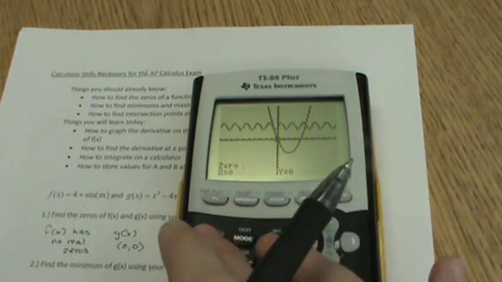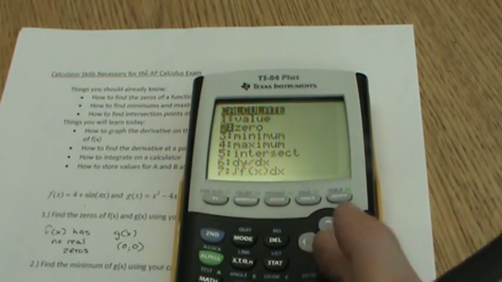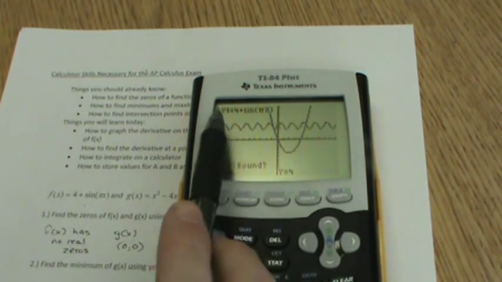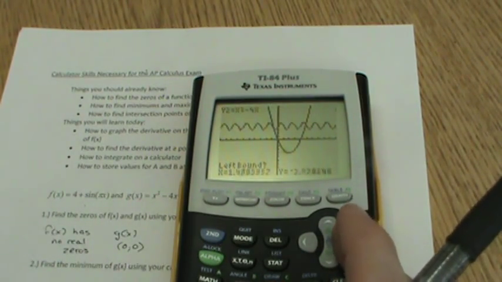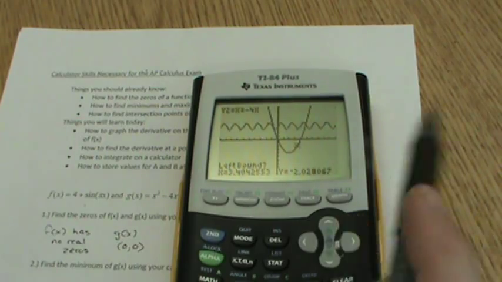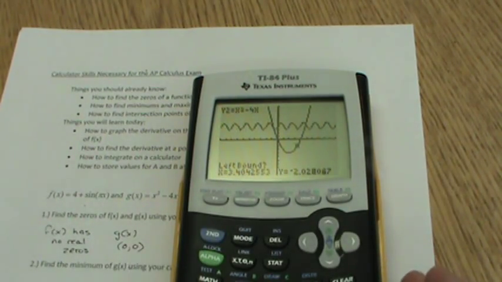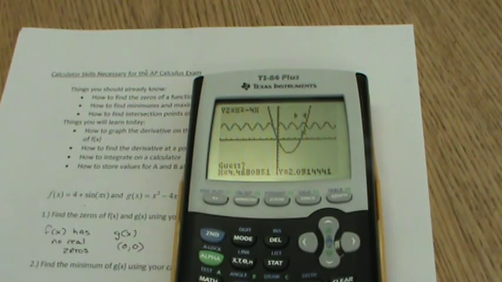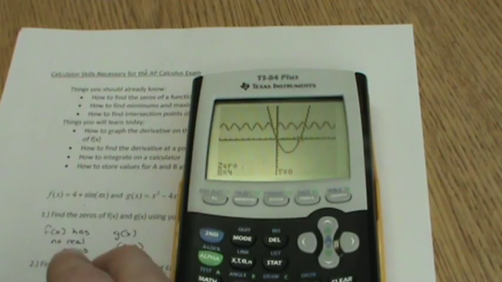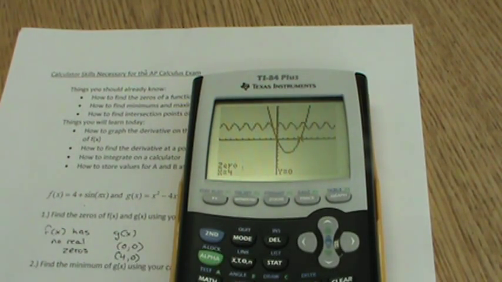And let's find our other one. Second trace again, 0. Again, it puts us on y1, so I've got to go down to y2. And I want to go to the left of our 0 here, so I hit enter. And then to the right, hit enter. It doesn't matter how close you get as long as you're left and right of that 0. Hit enter one more time to get past the guess, and we're at 4, 0. Okay, that should be a review.